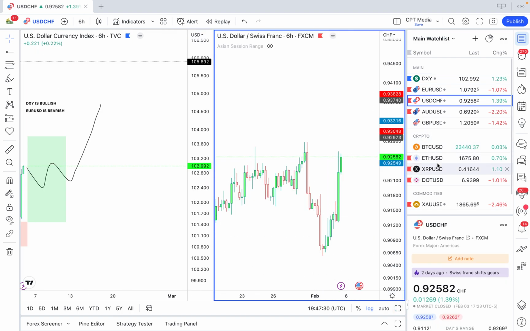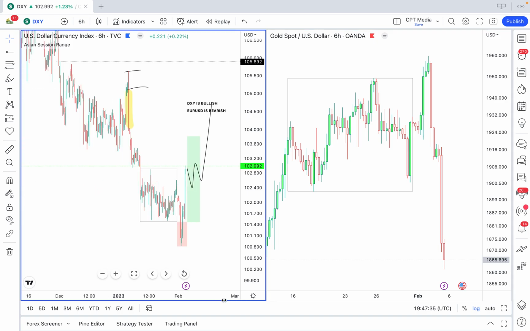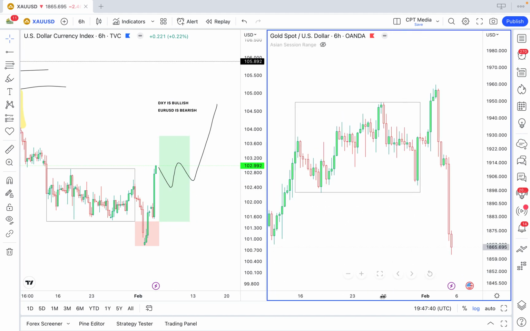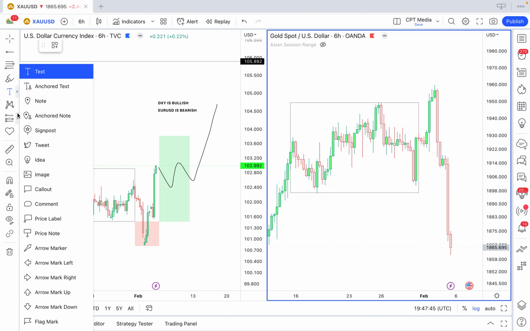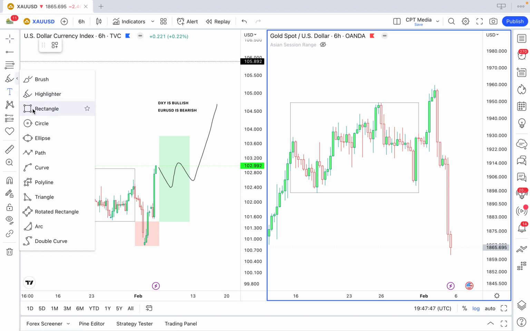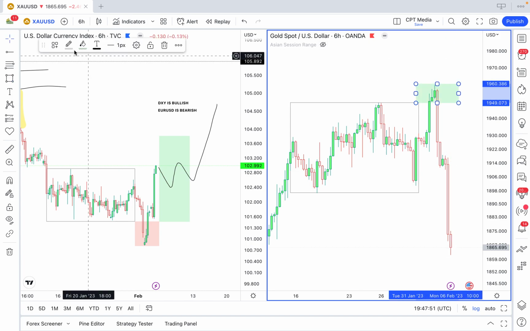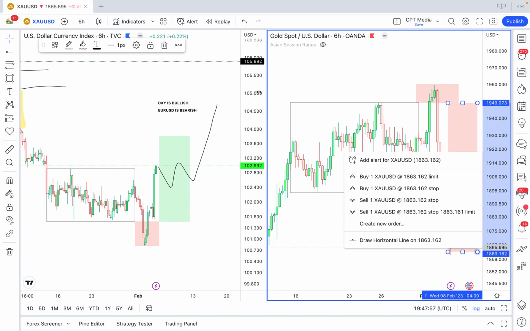Let's look at another example. Let's look at gold. What did we see? Right, we have a pattern of three. We have range, manipulation, and expansion. What did we see on gold this past week? We had range, manipulation, and then simply we had our expansion to the downside, right?